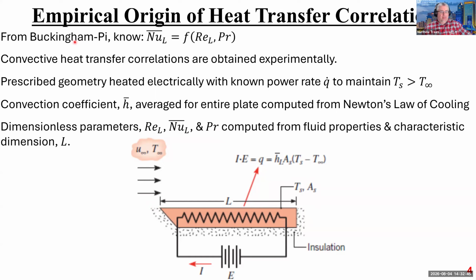Remember, Buckingham pi tells us that there is a relationship between the Nusselt number, the Reynolds number, and the Prandtl number. It tells us that that relationship exists, but it does not tell us what the functional relationship is. So you need to actually run an experiment to come up with that functional relationship to build the correlation. And that's literally what you guys did in lab 3 and what we're going to talk about in this lecture.